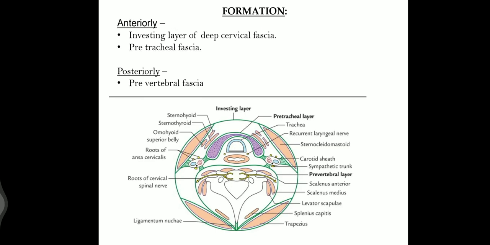Formation: how is the carotid sheath formed? Anteriorly it is formed by the investing layer of deep cervical fascia and the pretracheal fascia. Posteriorly it is contributed by the prevertebral fascia. So posteriorly it is contributed by prevertebral fascia, and anteriorly by the pretracheal and investing layer of deep cervical fascia. All this forms the carotid sheath.